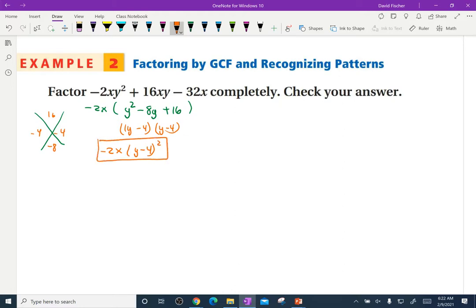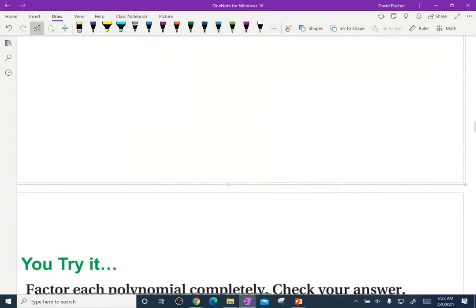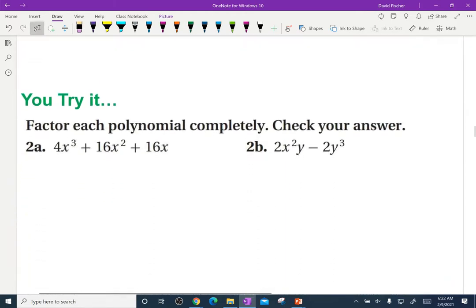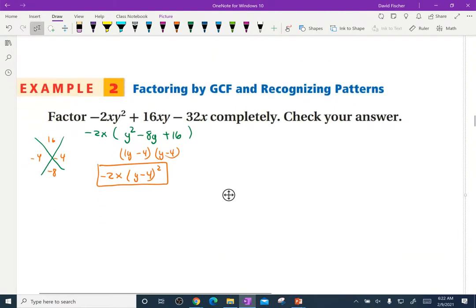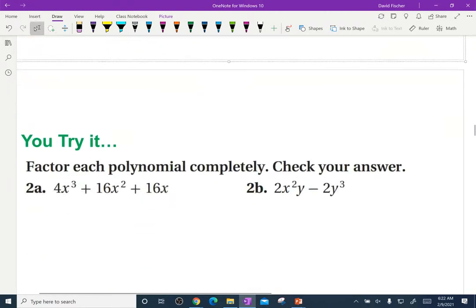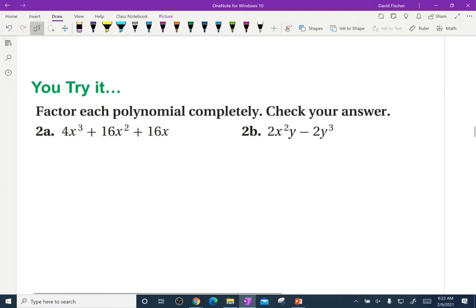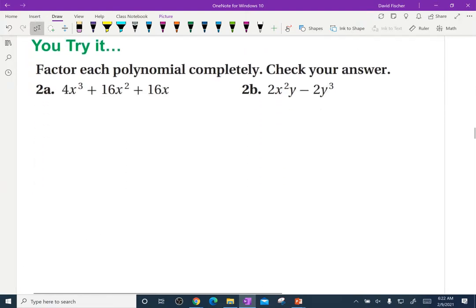Okay? Should have checked for that perfect square thing. All right. Did we have 2 of them up here? Did I miss one? Nope. We're just going right down here. All right. Try these 2 real quick, and we'll see what you did.